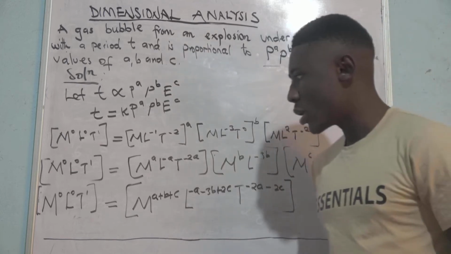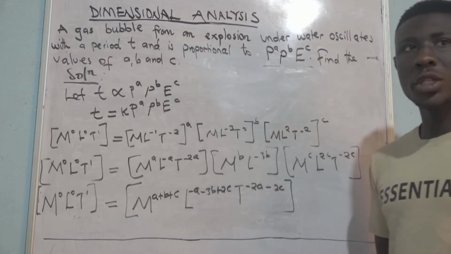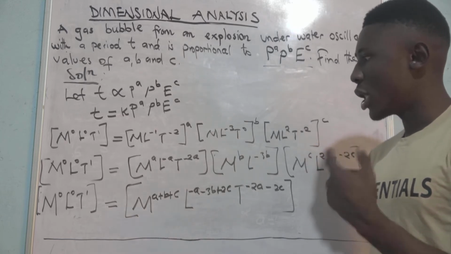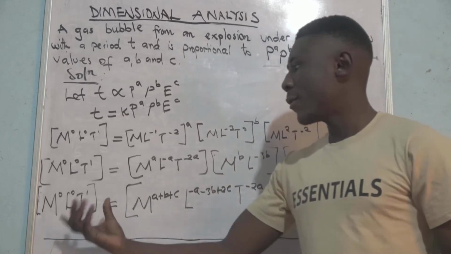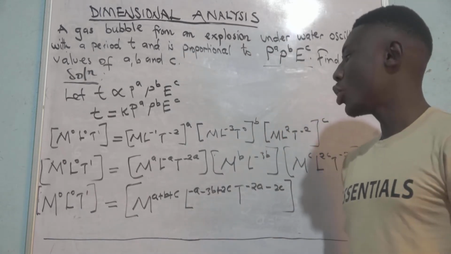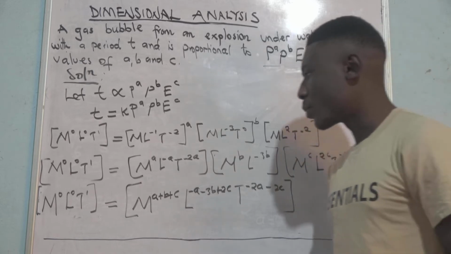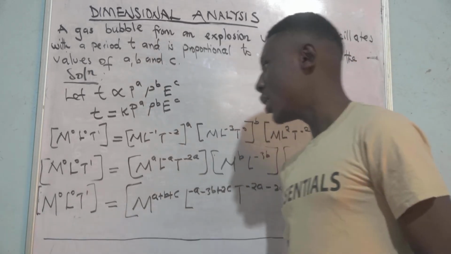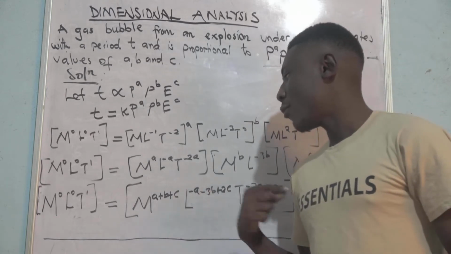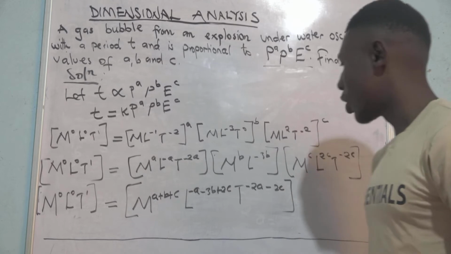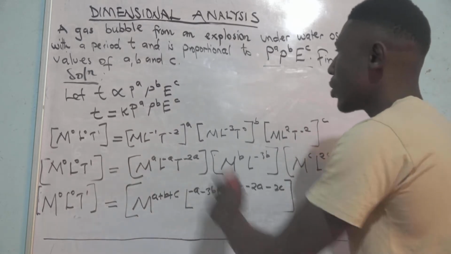Going back to exponential functions, if you have an equation and the bases are the same on both sides, you equate the powers. So the power that we have for M on the left hand side is the same as the power for M on the right hand side. The same applies to L and T. Because of space, I'm going to erase the upper part.